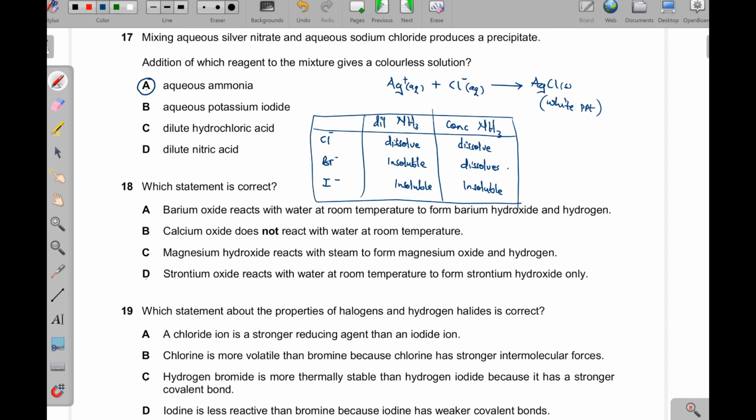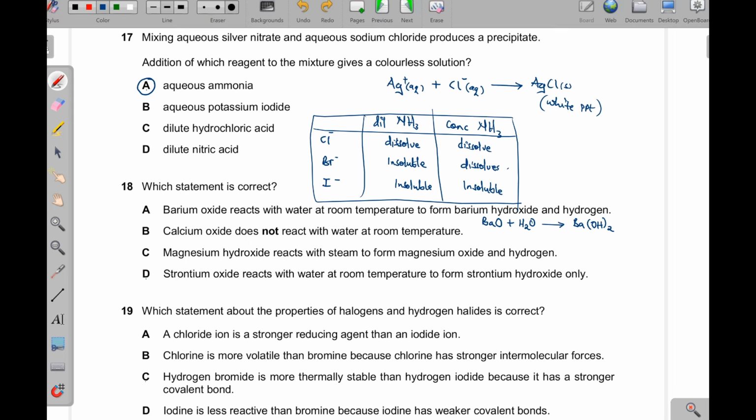Then question 18, which statement is correct? Barium oxide reacts with water at room temperature to form barium hydroxide and hydrogen. No, we are having barium oxide plus water, you actually get barium hydroxide. Group 2 oxides react with water to form a hydroxide. Okay, there is no evolution of hydrogen. Maybe when the elements are reacting with the water, we can put barium plus the water, then you get barium hydroxide, then plus the hydrogen.